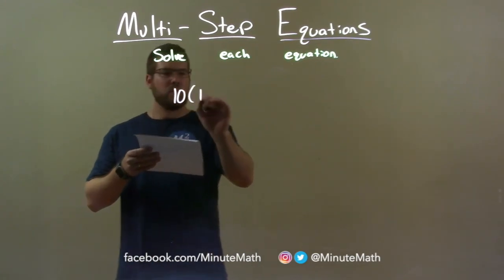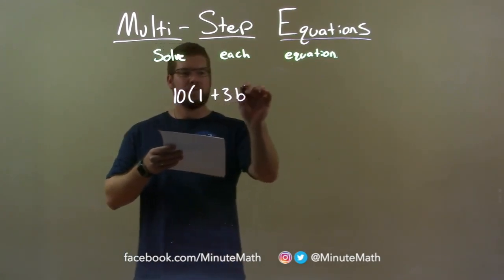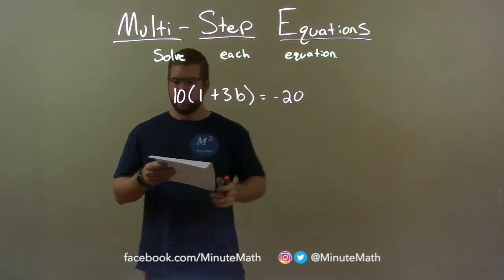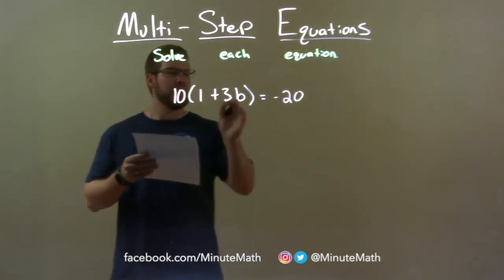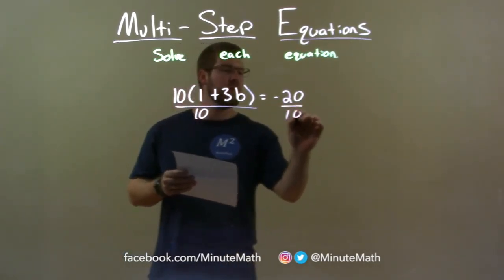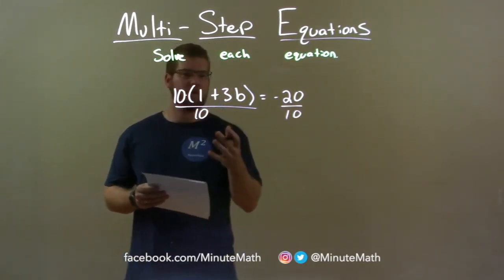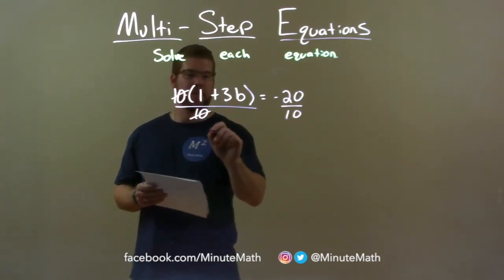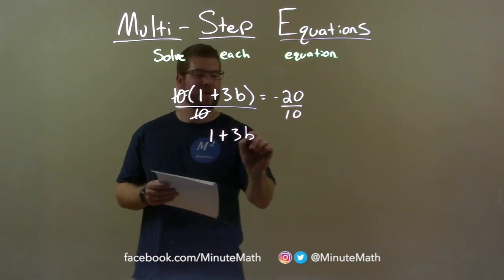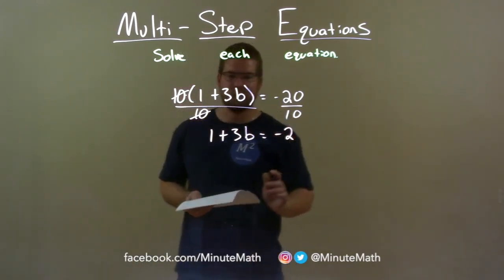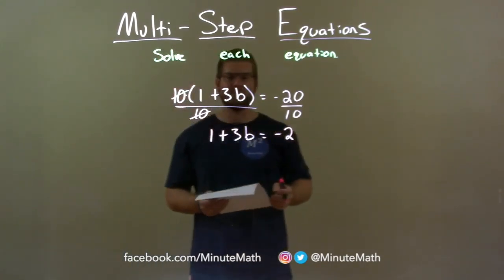10 times 1 plus 3b equals a negative 20. First thing I want to do here is I'm going to divide both sides by 10. Since we're being multiplied here by the parenthesis, if I divide both sides by 10, 10 is canceled, and I'm left with what's inside the parenthesis, 1 plus 3b. Negative 20 divided by 10 is a negative 2. Now it looks a lot more simple.